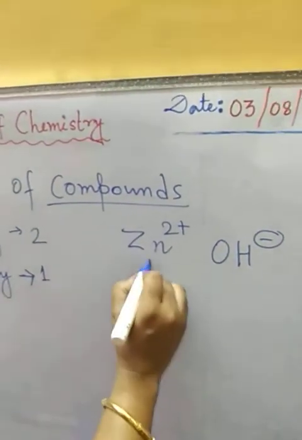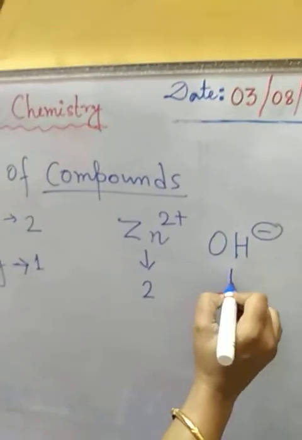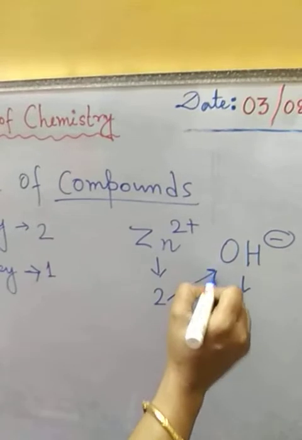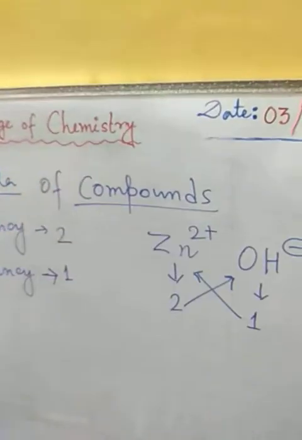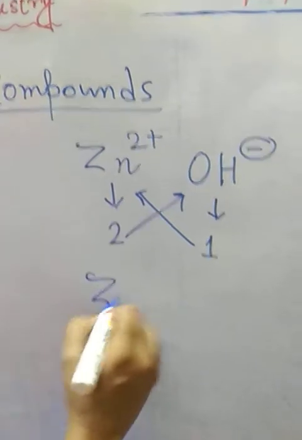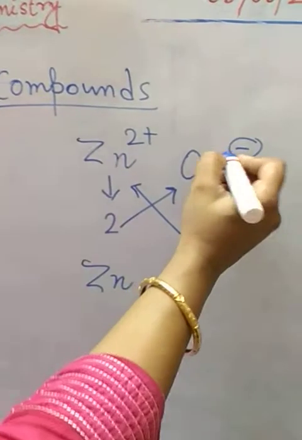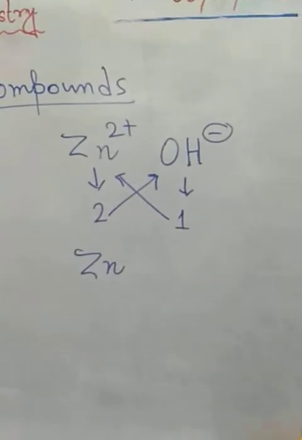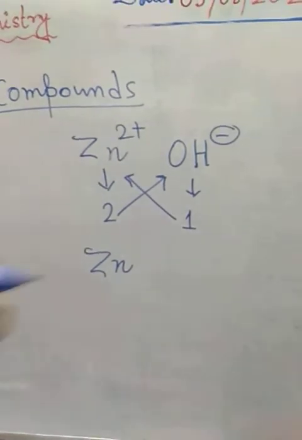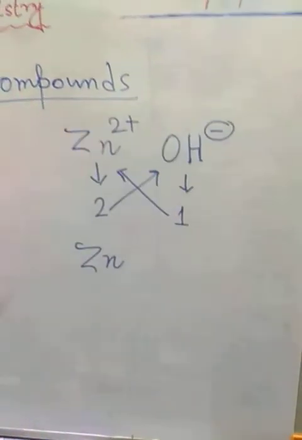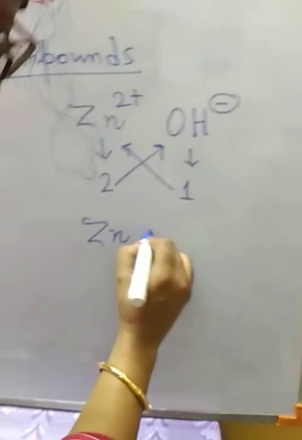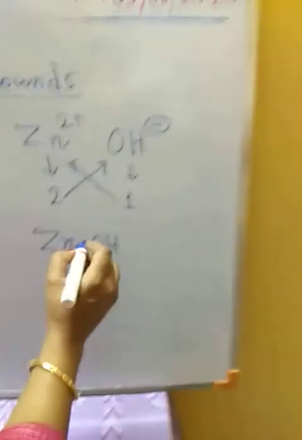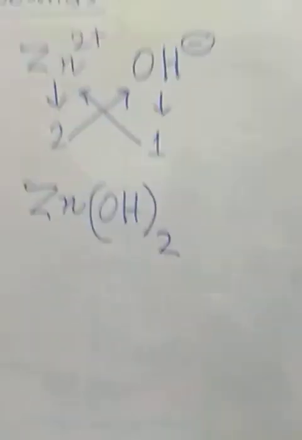Zinc's valency is 2 and hydroxide's is 1. As usual, this 2 will go to hydroxide and this 1 will go to zinc. Now when writing this, one thing you have to keep in mind: you generally make a mistake here. The 2 will go to hydroxide, and it applies to the whole hydroxide.